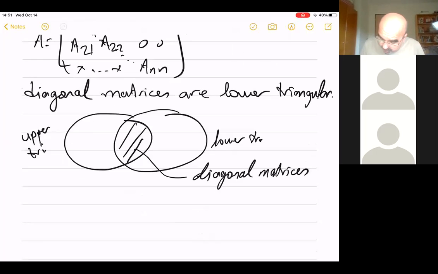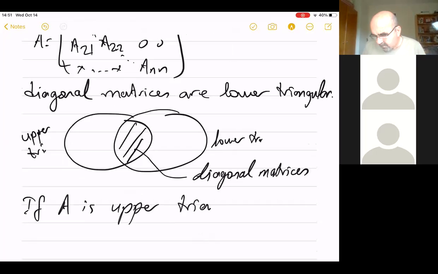And of course, if a matrix A is upper triangular, then, yes, everything is a square matrix now. When we are talking about upper triangular or lower triangular, everything is a square matrix. Otherwise, it doesn't make sense. There are no main diagonals. There's no main diagonal.